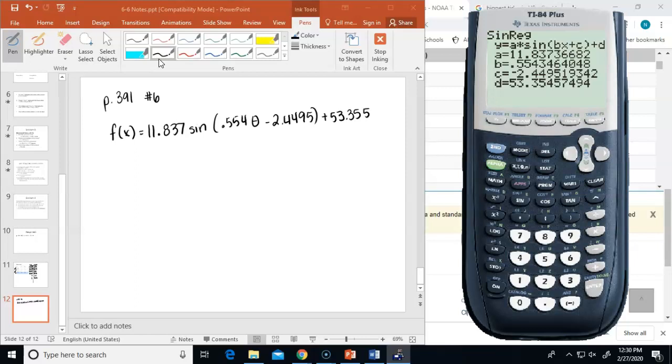All right, for this, let's look at the questions that go with this. It says find the amplitude of the sinusoidal function that models the monthly temperatures. And so amplitude for this one.